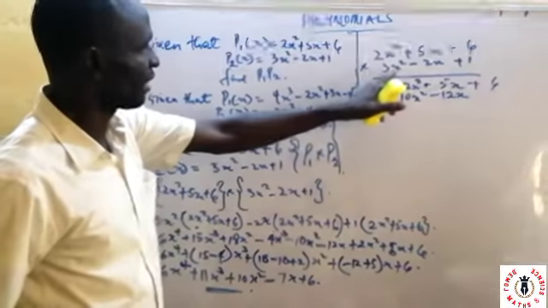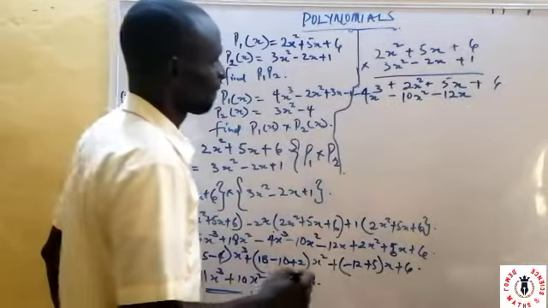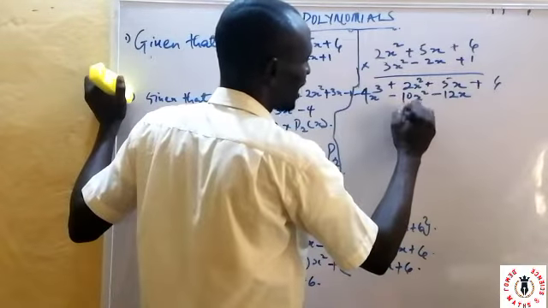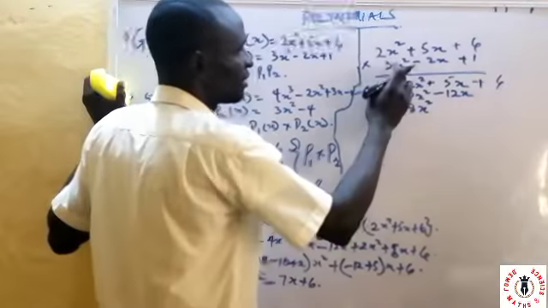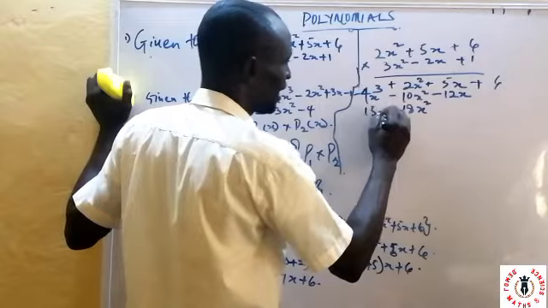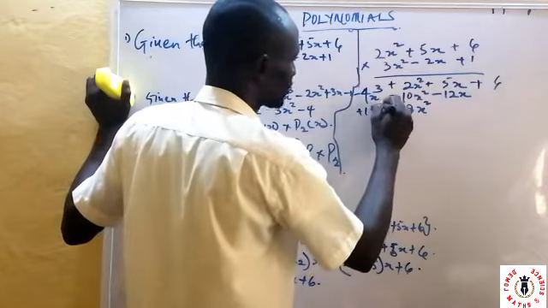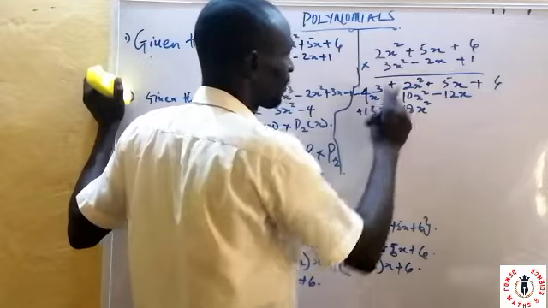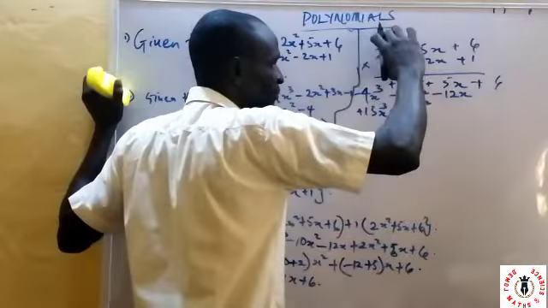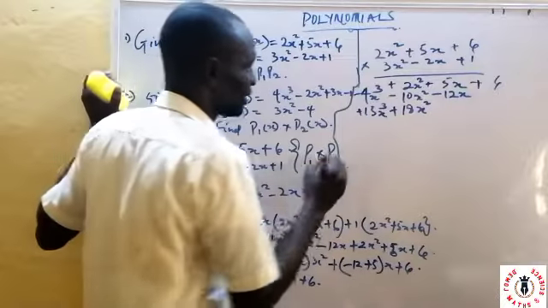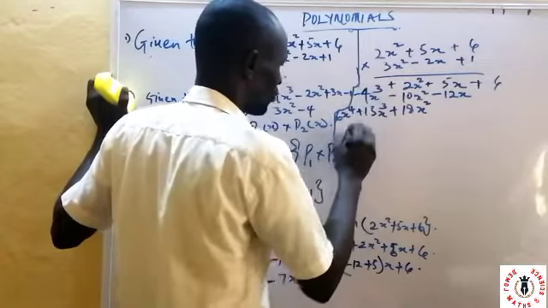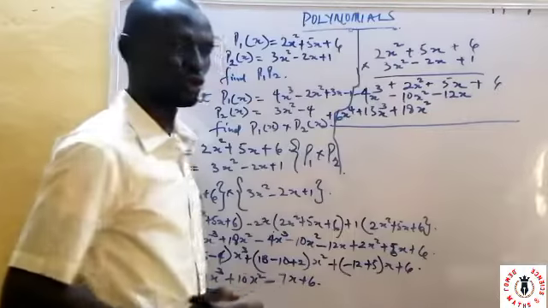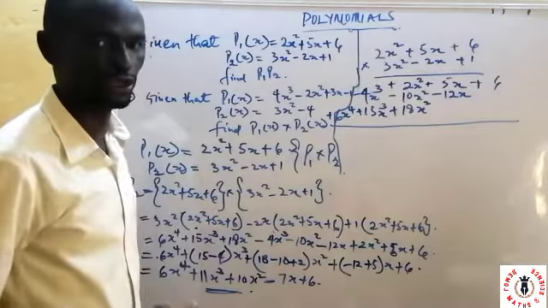Now, my 3x squared times 6, I'm going to shift under here. 3x squared times 6, that's 18x squared. 3x squared times 5x, that's 15x cubed. 3x squared times 2x squared, that's 6x raised to the power 4, positive. So now we can sum up the same way we do in our long multiplication.